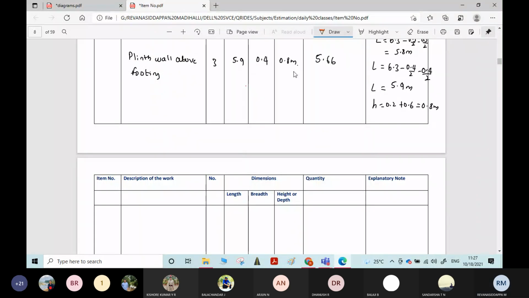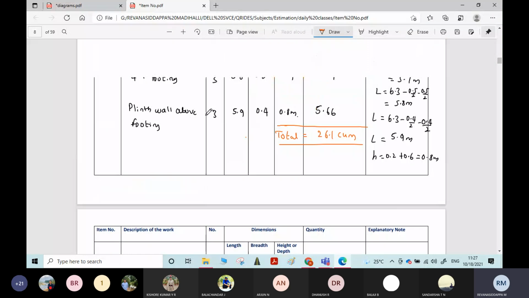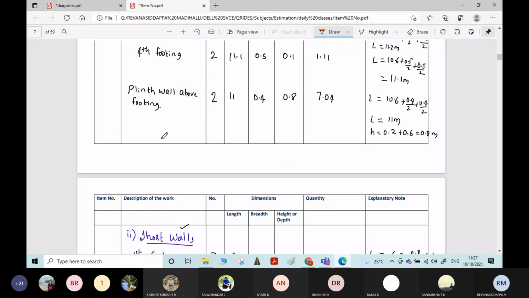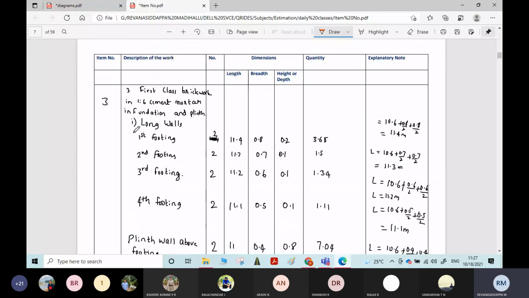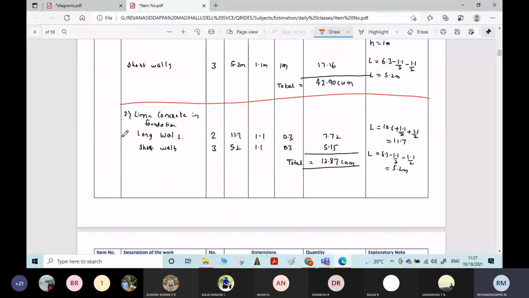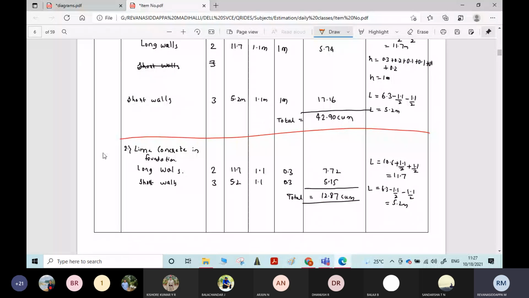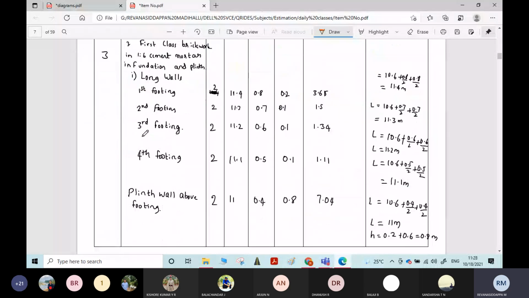Tell me the answer. 26.1. Yes, 26.1 cubic meter is the total quantity. So the third item is over. First was earthwork in excavation, second was lime concrete in foundation, and third was first class brickwork in cement mortar in foundation and plinth.